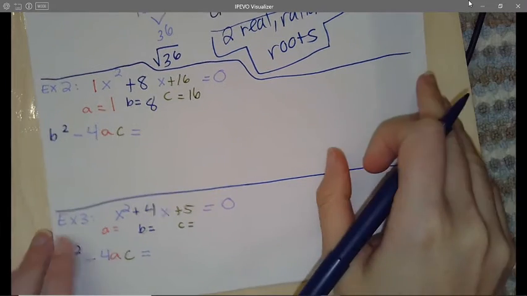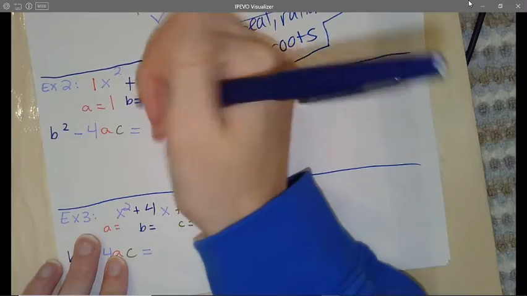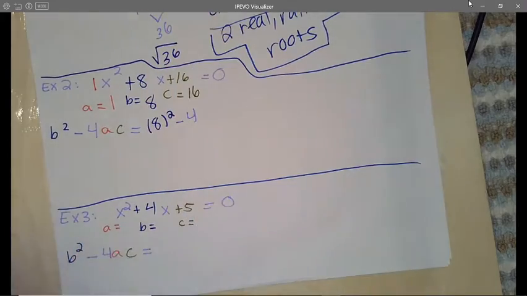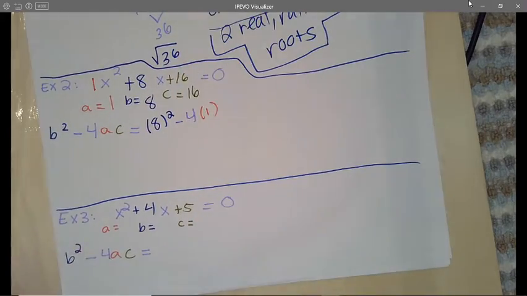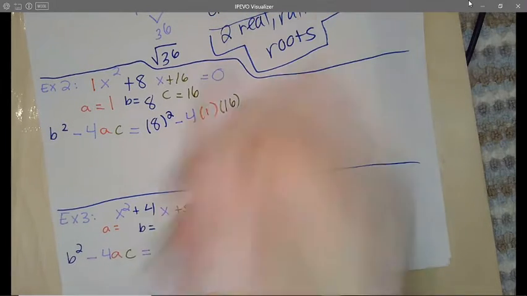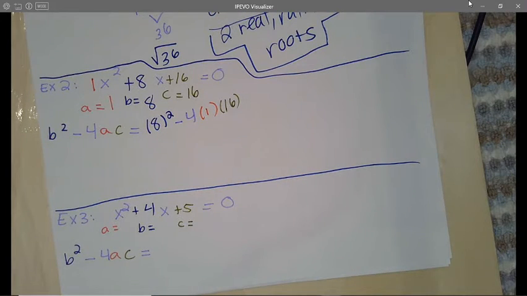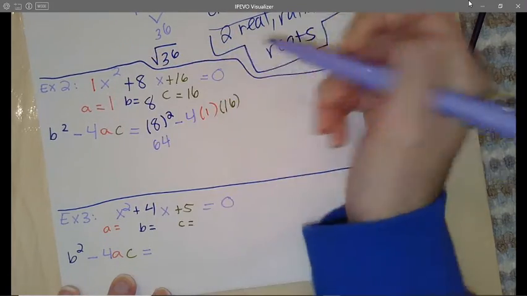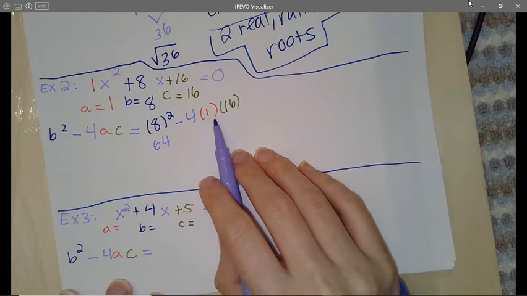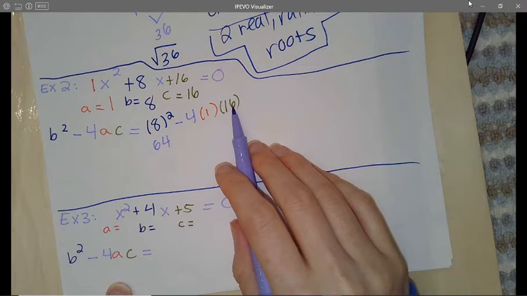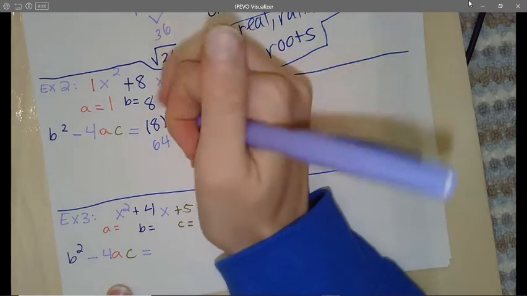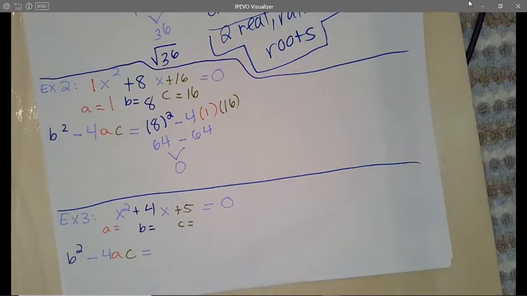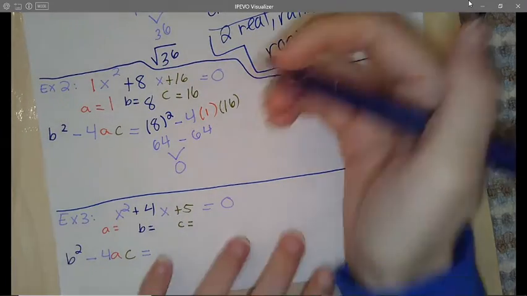So the discriminant is going to be my B term squared. So B squared is 8 squared. Then minus 4 times A, which is 1, times C, which is 16. Okay, let's see what we get. So 8 squared, 8 times 8 is 64. And then negative 4 times 1 is negative 4. And negative 4 times 16, well, that's going to be negative 64. And 64 minus 64, well, this will give me 0. Okay, so my discriminant is going to be equal to 0 this time.